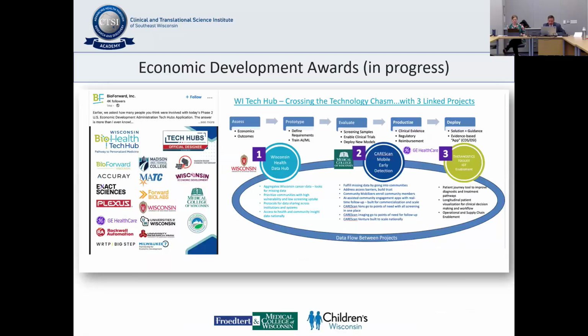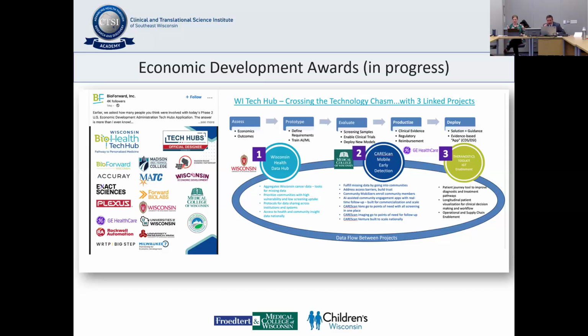I mentioned earlier the Economic Development Award. The Economic Development Award, which is currently in progress, is going to be the Wisconsin Health Data Hub. That's listed under number 1. Number 2 is the CareScan mobile early detection for various diseases. I think breast cancer is the first one we're looking at doing early detection. Mara Lord is the lead for project number 2 within the institution. You know Mara? All right, cool.